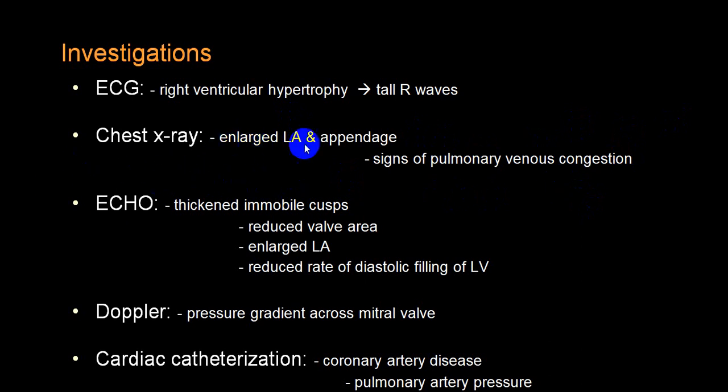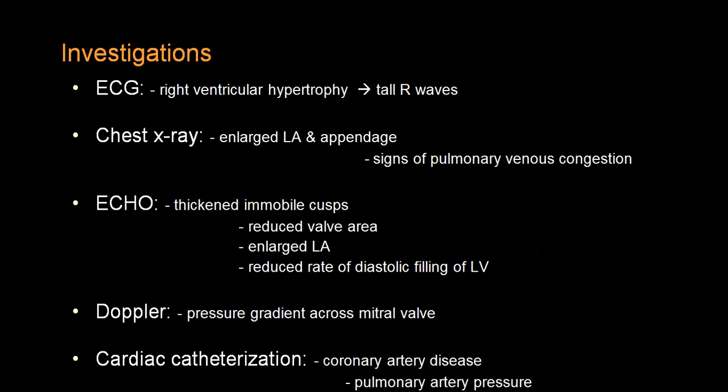If you want to demonstrate an enlarged LA, you can have a barium meal in a lateral view. We have got one X-ray, will show you that. In an echo and cardiac catheterization, you can demonstrate a lot of things. In an echo, you can demonstrate the severity of involvement of the mitral valve opening area, which type of mitral valve involvement, whether calcified or fibrosed.